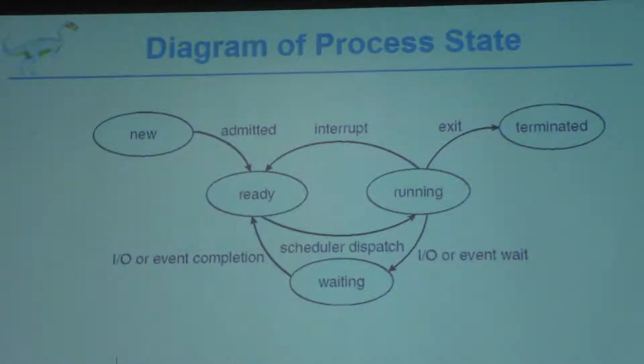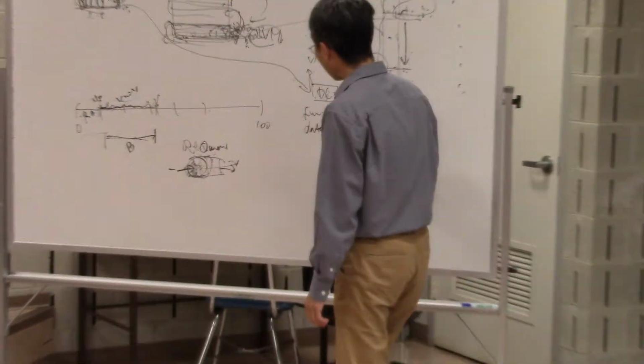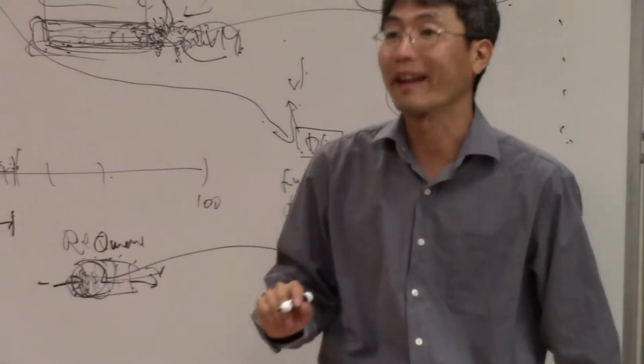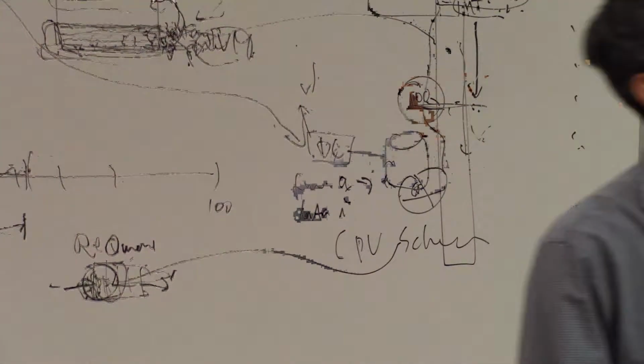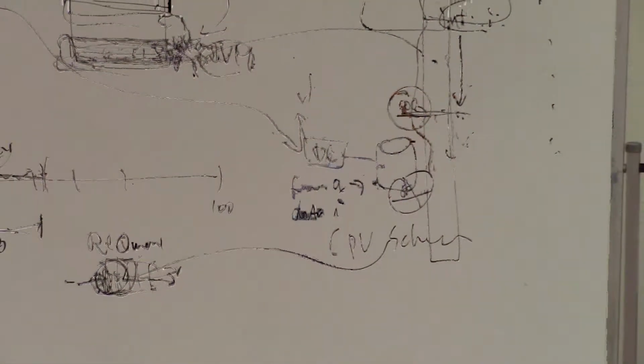Actually, not the CPU. Who is in charge of selecting the process from the ready queue? The operating system. Among the processes in the operating system, there is a scheduler. It's called the CPU scheduler. The CPU scheduler will select the next one from the queue. Then it's running. However, if there is I/O, then it will move to the waiting state.